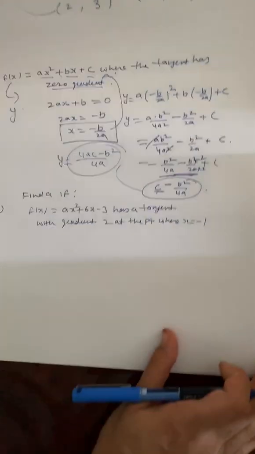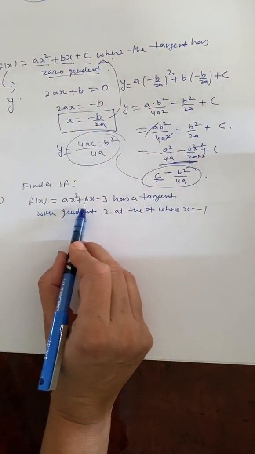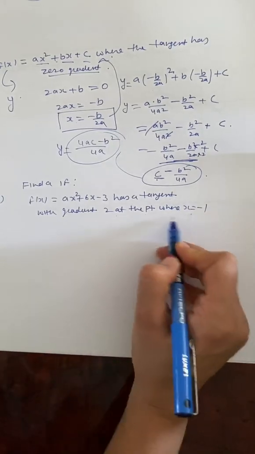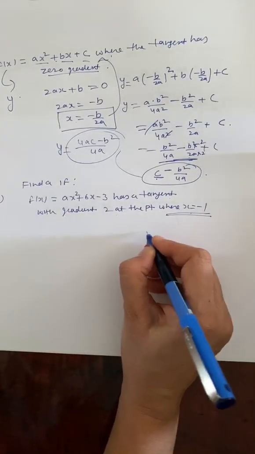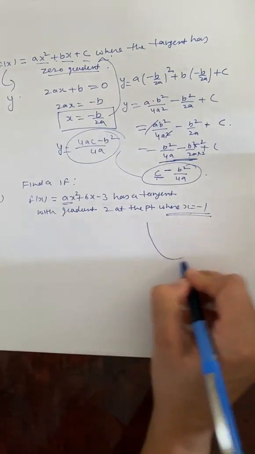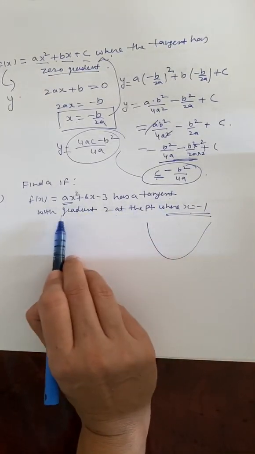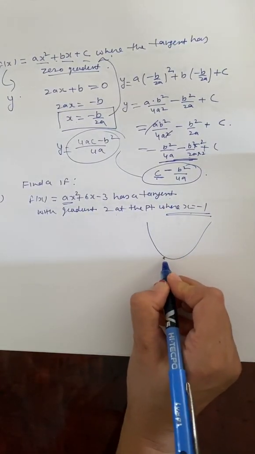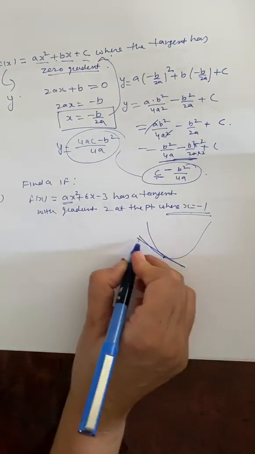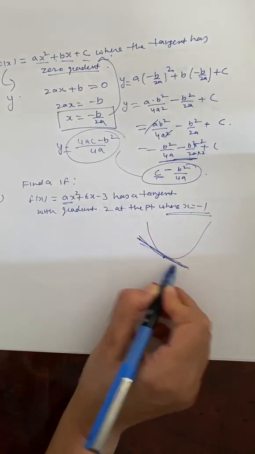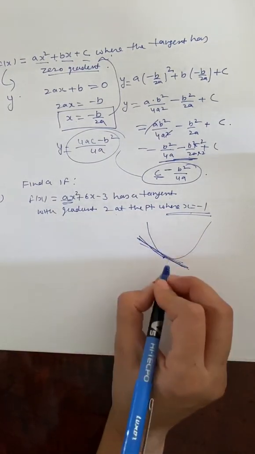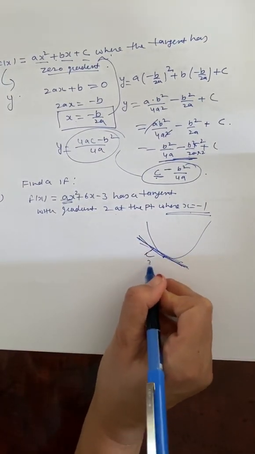Okay. So the next one is: find a if f of x is ax squared plus 6x minus 3 and it has a tangent with gradient 2 at the point where x is -1. So ax squared, so let's say I don't know if a is positive or negative. If let's say a is positive, then the curve is like this. So it has a tangent with gradient 2 at the point where x is, let's say, -1. So here the slope is, okay, I can see that this is not correct because this gives you a negative slope, so maybe a is negative. So then the gradient is 2, it's just a rough sketch, may not be correct.